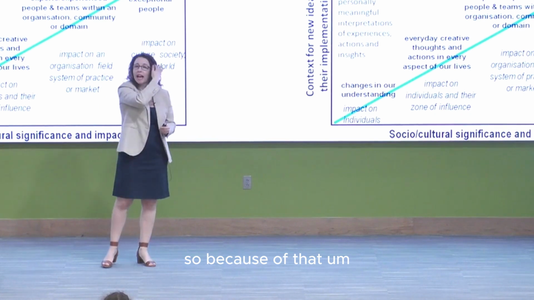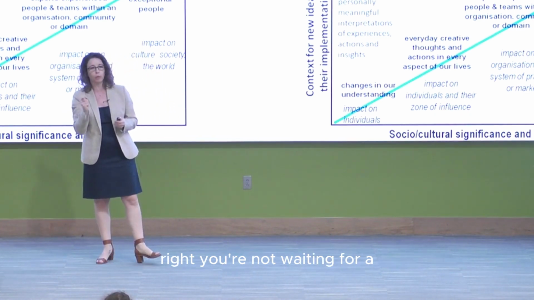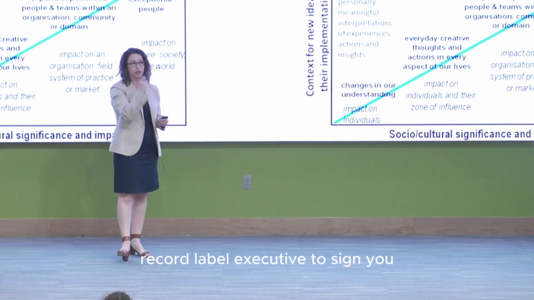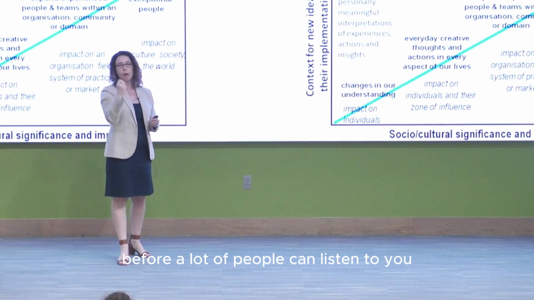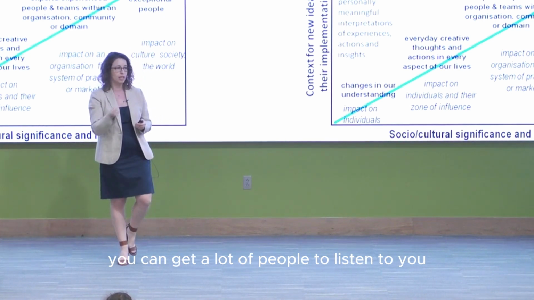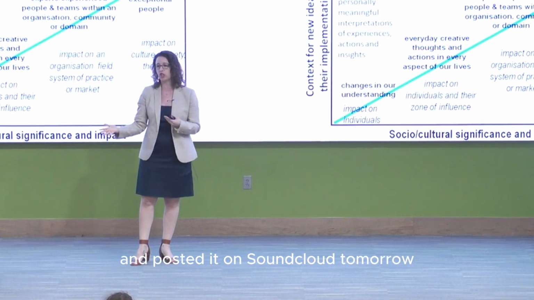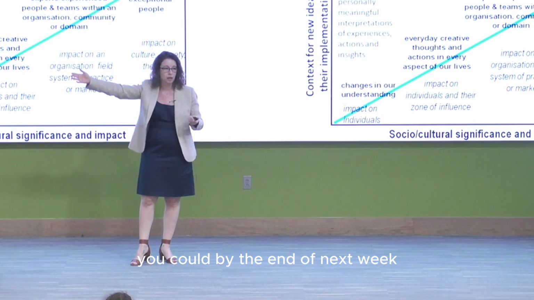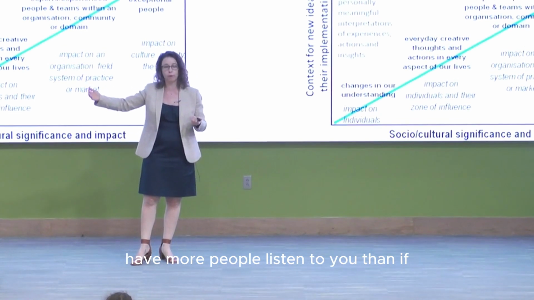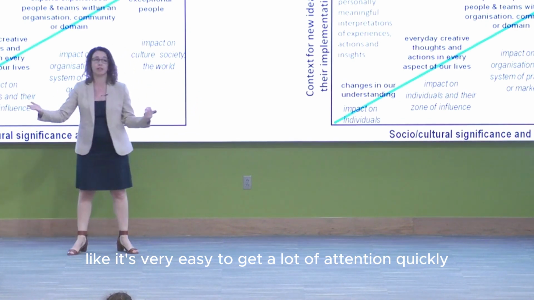So because of that, it's easier to get a lot of people to pay attention to you, right? You're not waiting for a record label executive to sign you and put out a record or whatever before a lot of people can listen to you. If you wrote a song tonight and posted it on SoundCloud tomorrow, you could, by the end of next week, have more people listen to you than if you played 100 open mic nights. Right? It's very easy to get a lot of attention quickly.